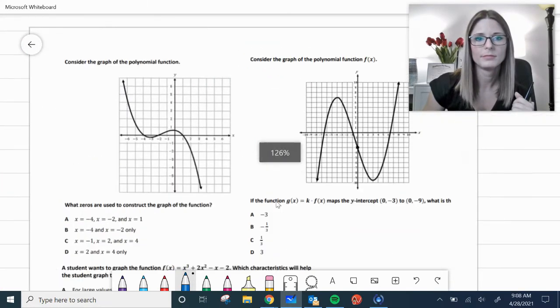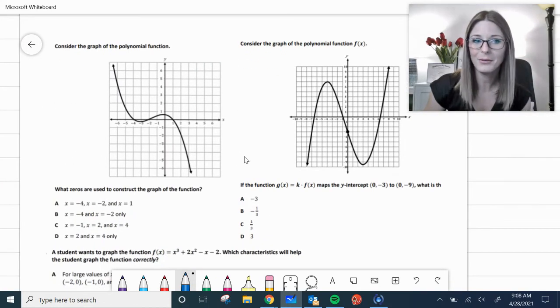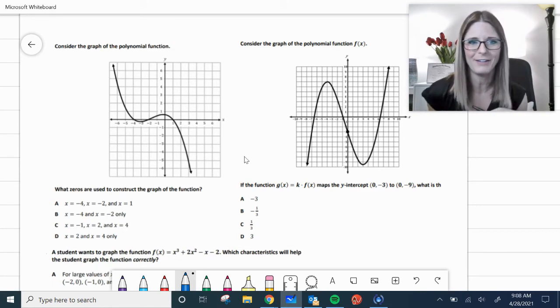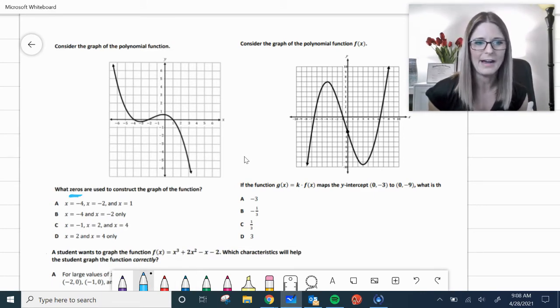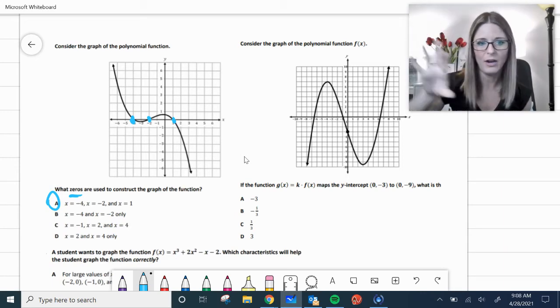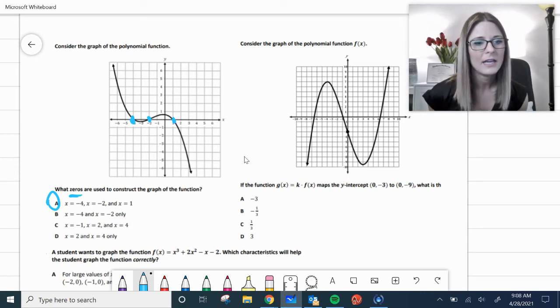Second page, getting some easier questions. Look at this. Consider the graph of the polynomial function. What zeros are used to construct the graph? What are your zeros? Your x-intercepts. Looks like maybe a -4, -2, and a 1. Is it A? Do not be distracted by that y-axis at all. You are only caring about those x-intercepts.